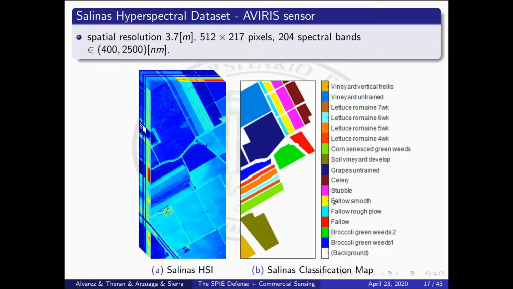The Salinas hyperspectral dataset is another well-known dataset collected by an AVIRIS sensor over Salinas Valley, California. It has a spatial resolution of 3.7 meters per pixel. The area is 512 times 217 pixels and has 204 spectral bands. The Salinas classification map also contains 16 classes.